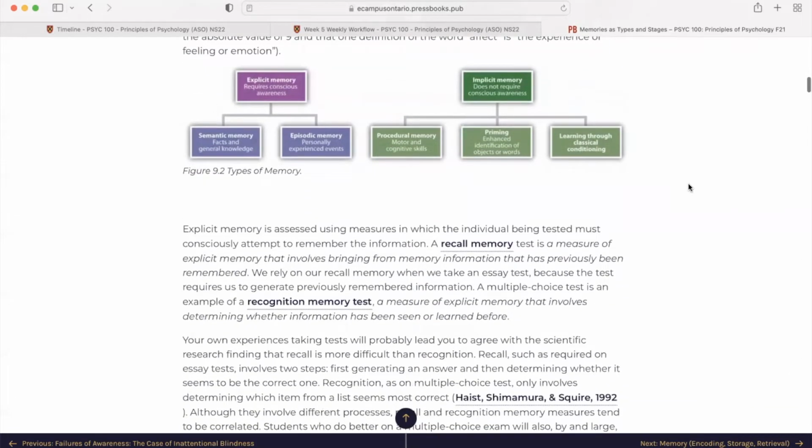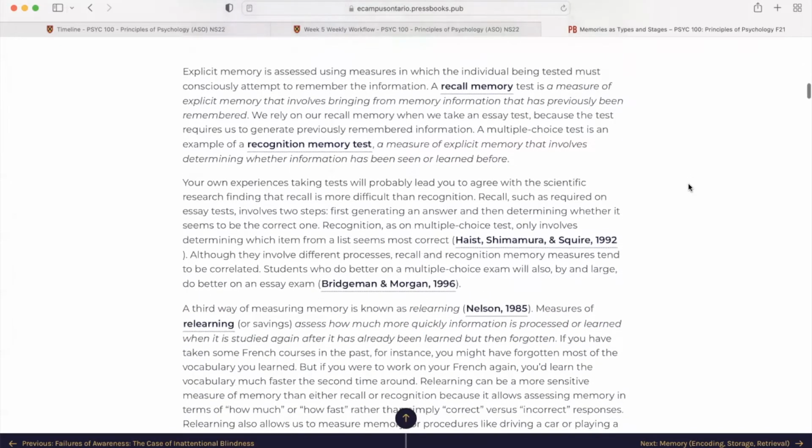Explicit memory is assessed using measures in which the individual being tested must consciously attempt to remember the information. A recall memory is a measure of explicit memory that involves bringing from memory information that has previously been remembered. We rely on our recall memory when we take an essay test because the test requires us to generate previously remembered information. A multiple choice test is an example of a recognition memory test, a measure of explicit memory that involves determining whether information has been seen or learned before.